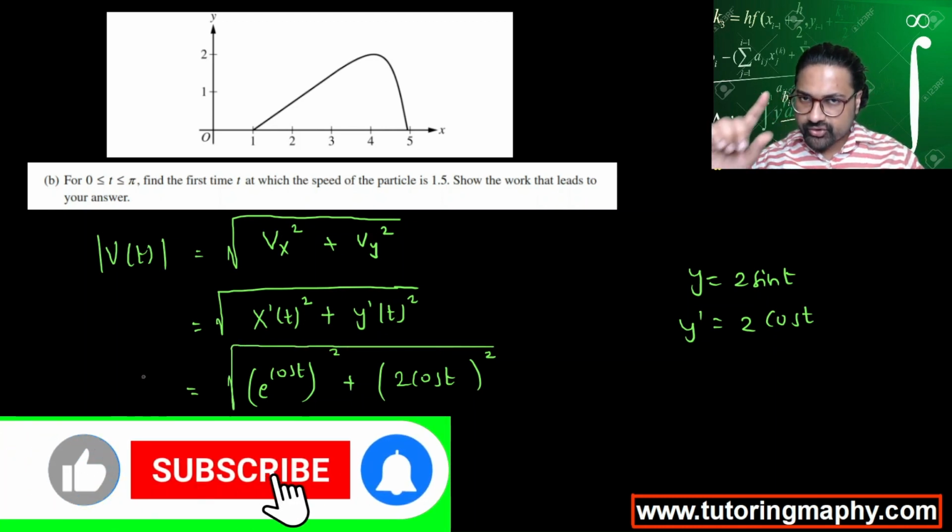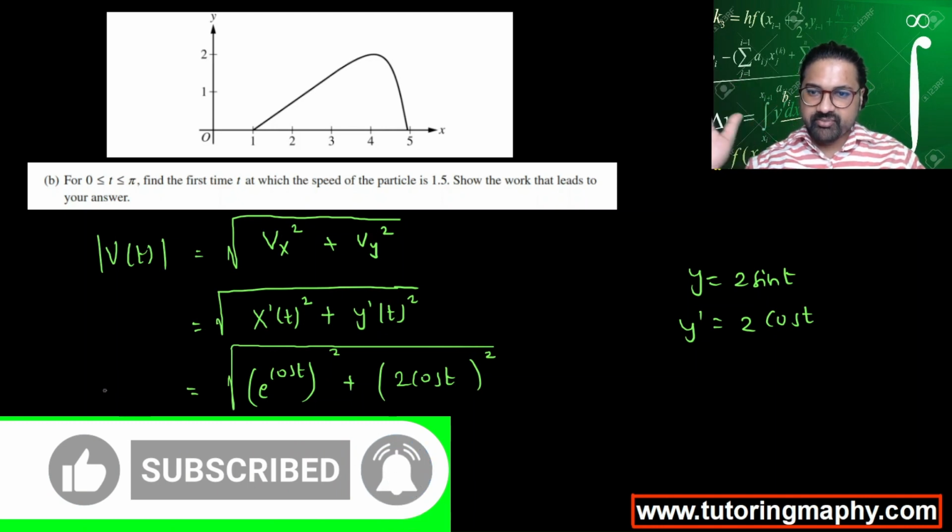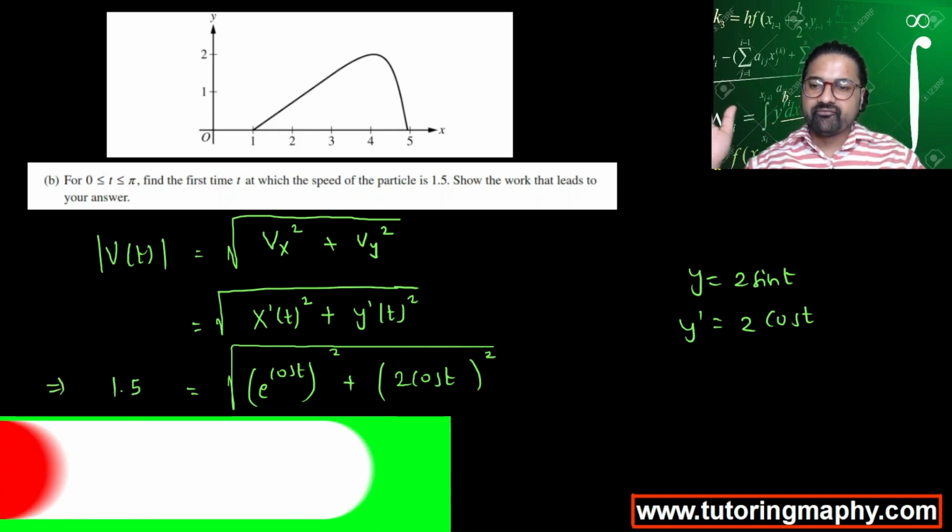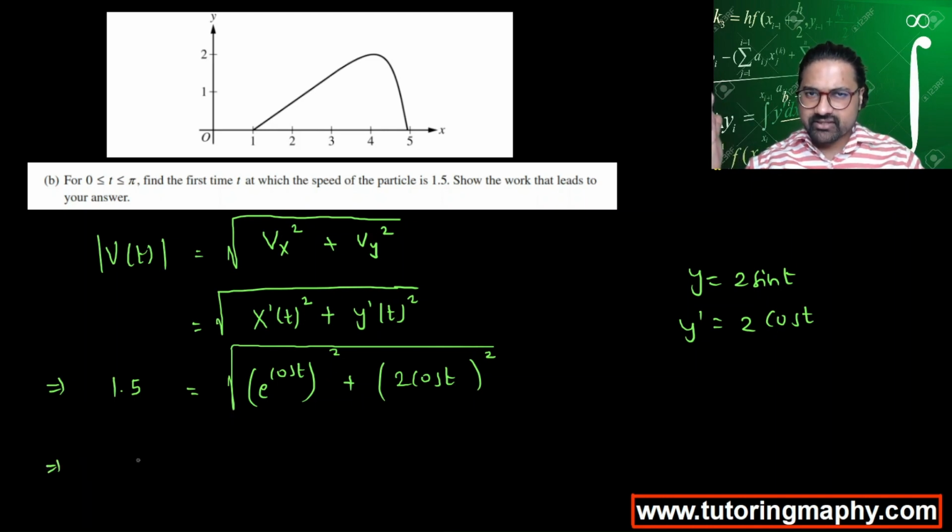And remember that we need to solve this such that the speed should be 1.5. So the left side should be 1.5, and we need the first instant when this happens, right? Obviously there will be various values of t when this happens, but they are looking at when this happens for the first time. So I'm going to go ahead and use, of course, the graphical calculator. We cannot do it manually, of course.